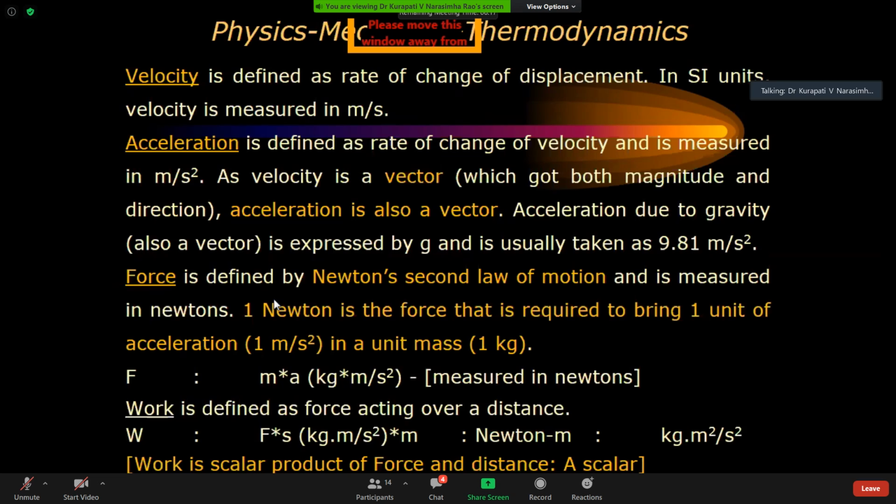Acceleration is defined as a rate of change of velocity and is measured in meters per second square. Velocity is a vector, acceleration is also a vector. And all of you are aware that vectors have both magnitude and direction. Scalar has only magnitude and no direction.